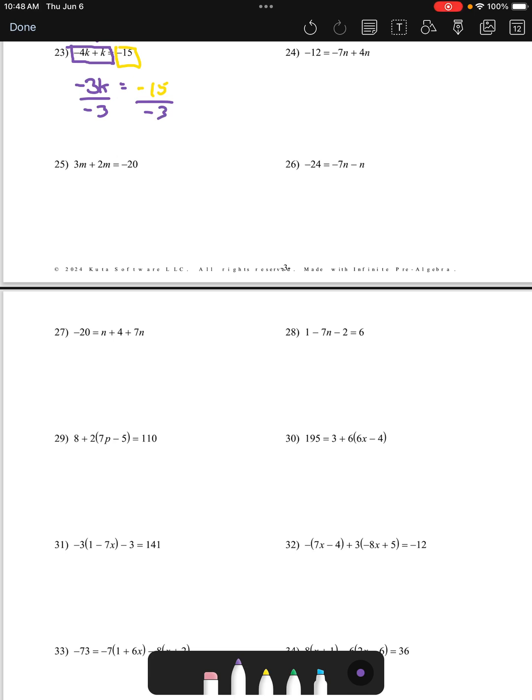Now, after we do our combining of like terms, we have a single step equation. We divide both sides by negative 3. K has a value of positive 5.